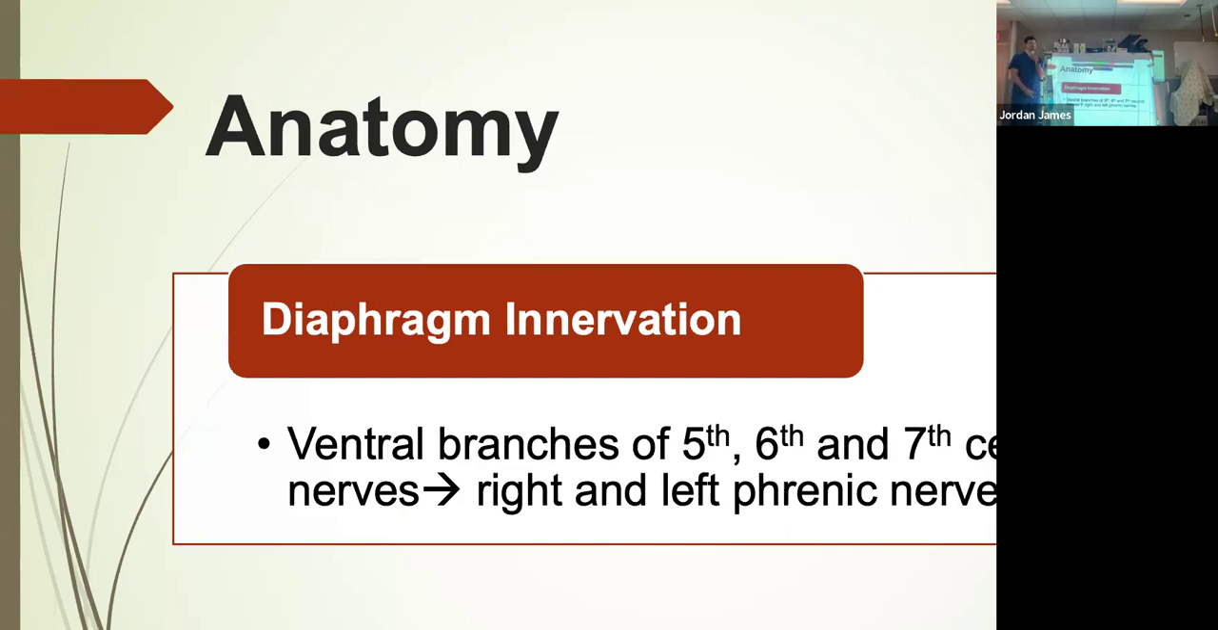In terms of innervation, this is really important from a neurologic perspective when we talk about dogs that present with cervical disc herniation. But that innervation to the diaphragm comes from ventral branches of the 5th, 6th, and 7th nerves coming from that cervical area. So anything that's affecting that from a neurologic perspective is going to affect the innervation to that diaphragm.